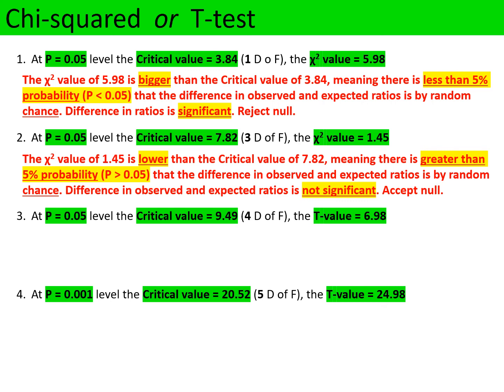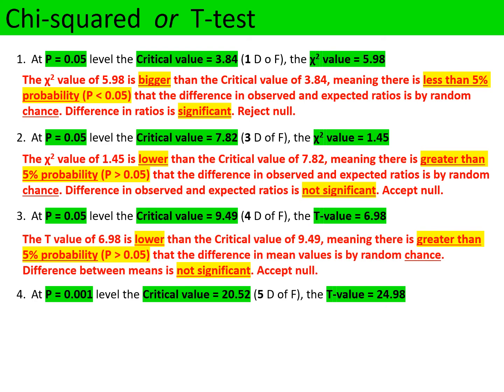Now, example number 3, here we've got a t-test, so we're going to compare two mean values. The t-value is 6.98. Our critical value is 9.48. This is for number 3. And the critical value was set at a p-value of 0.05. So again, the t-value here, it's the same type of idea, is lower than the critical value, which was set at p-value of 0.05. Therefore, the p-value goes the opposite way.